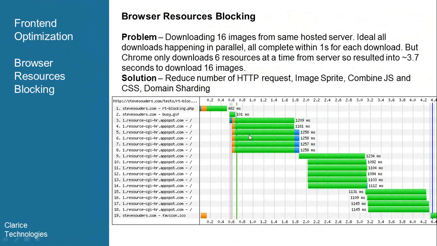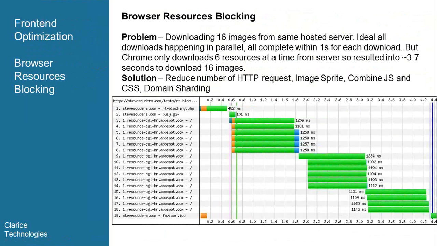So looking at this waterfall graph, what you can see is if there is a website which has 16 images and they're hosted on the same server, how much time it will take to load those images on the web page. Ideally it is 1 second per image, and if you are loading all the 16 images simultaneously, we should have them ready in 1 second. But that doesn't work in HTTP 1.1 and in a real scenario.